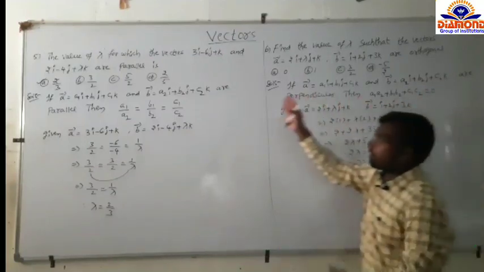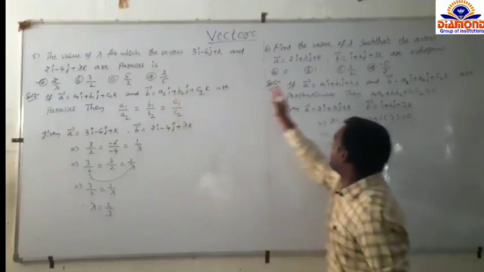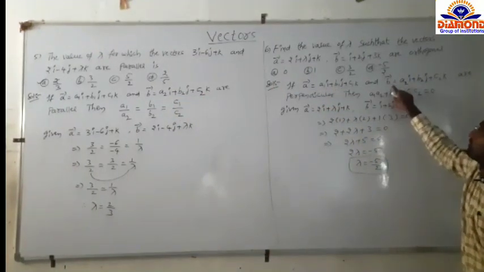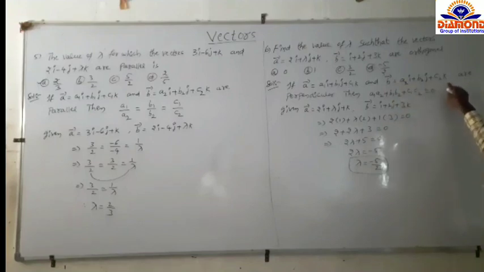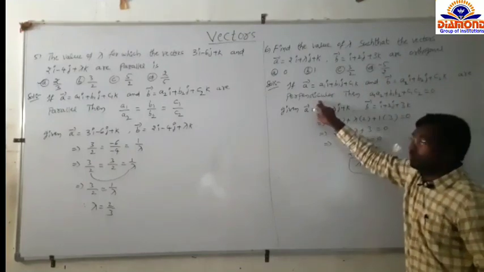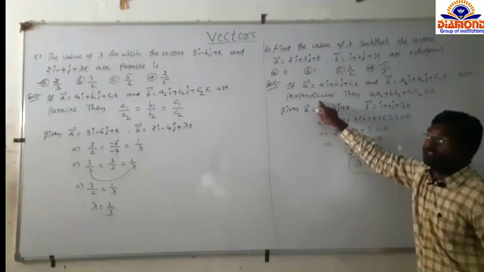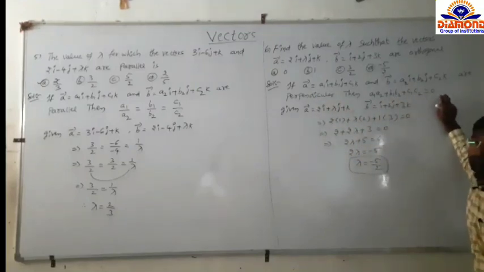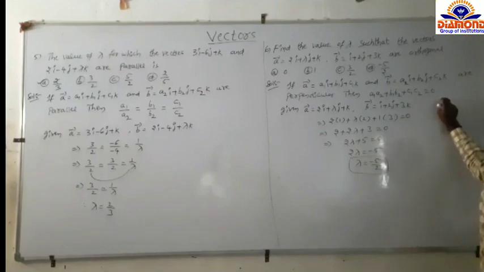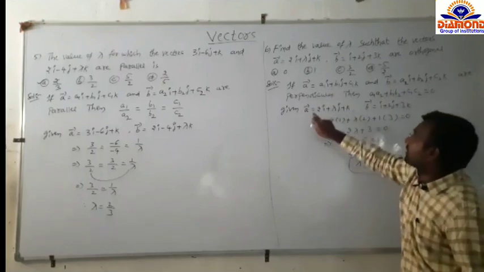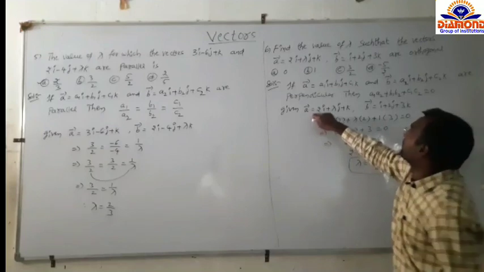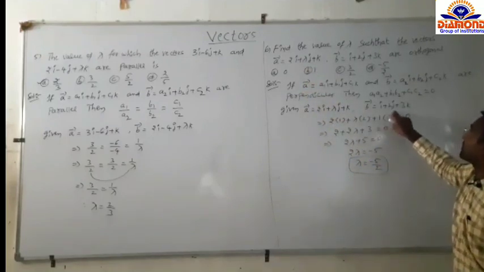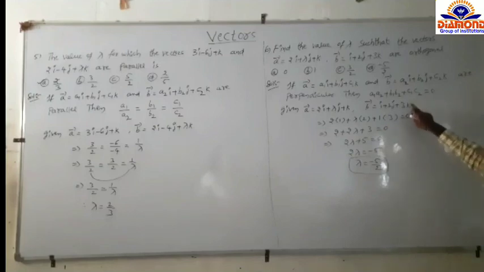Take the same vectors, a bar equal to a1i plus b1j plus c1k and b bar equal to a2i plus b2j plus c2k, which are perpendicular. Perpendicular means the orthogonal condition. In this case a1 a2 plus b1 b2 plus c1 c2 equals 0. This is the condition for orthogonality. So the first vector is a bar equal to 2i plus lambda j plus k, b bar equal to i plus 2j plus 3k. Now apply this condition.